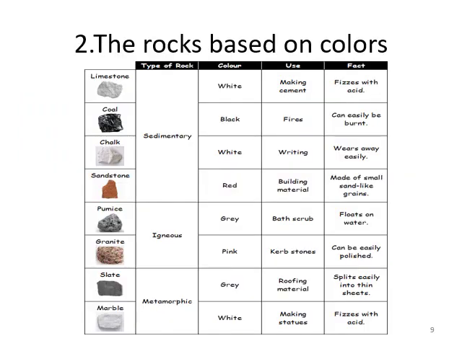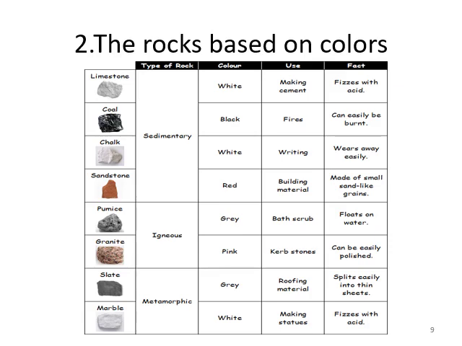Apparent color of a rock from inside and outside can also be used in order to identify various rock types. Here we can have a few examples of rocks based on colors. Limestone, which is a sedimentary rock, appears white. It is used in making cement. It usually fizzes with acid.